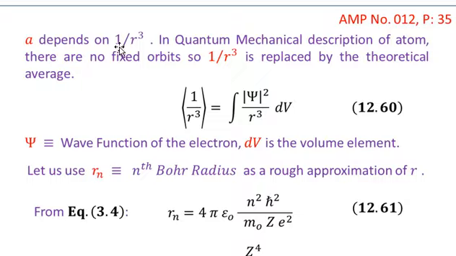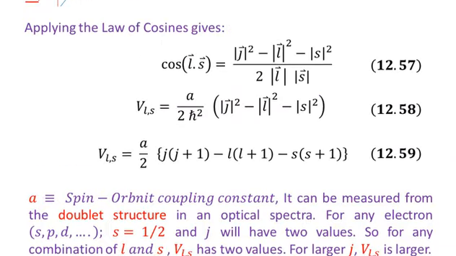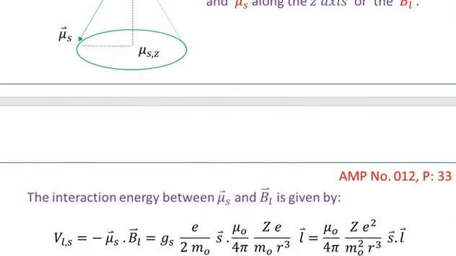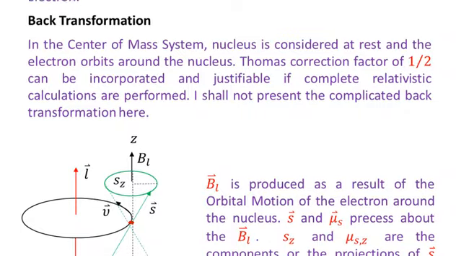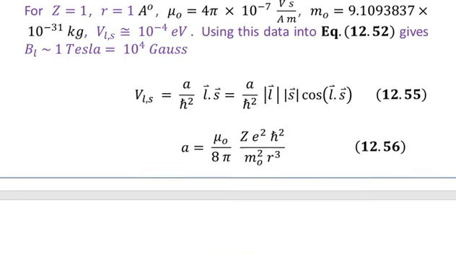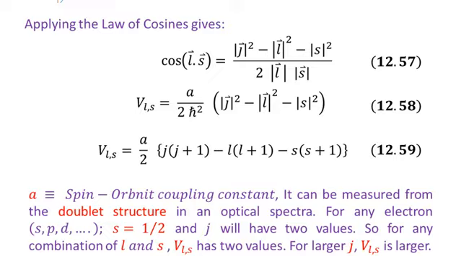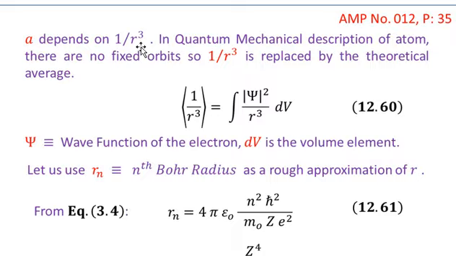So you see that A depends upon the value of 1 over R cube. Let me show you the constant over here, the constant A. For example, in equation number 56, you can see that the value of A depends on 1 over R cube. So A depends upon 1 over R cube.